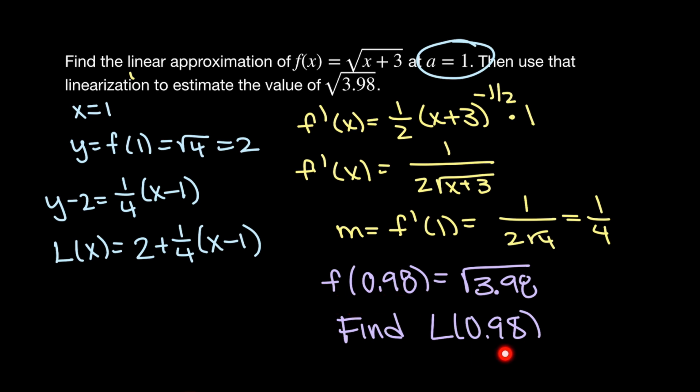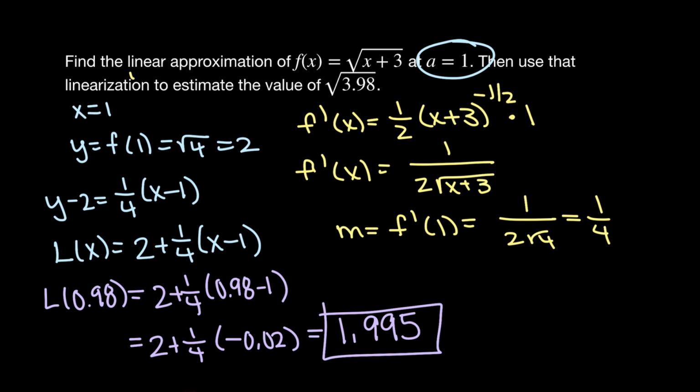I can do that with my tangent line by finding L of 0.98. So I'm going to take the 0.98 and plug that in for x into my tangent line. I get 2 plus 1/4 times 0.98 minus 1, or 2 plus 1/4 times negative 0.02. Final answer, 1.995. And you can check with a calculator. This is actually really close to the actual value of the square root of 3.98.